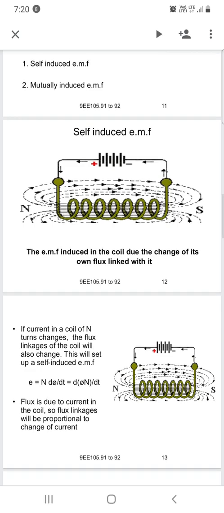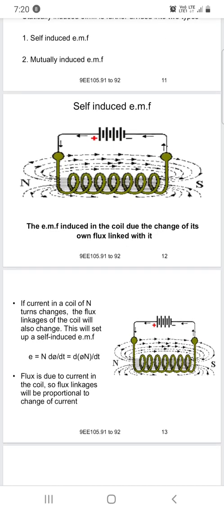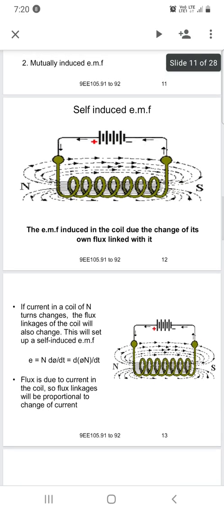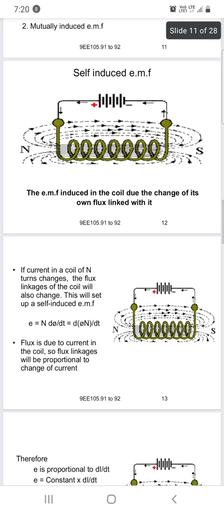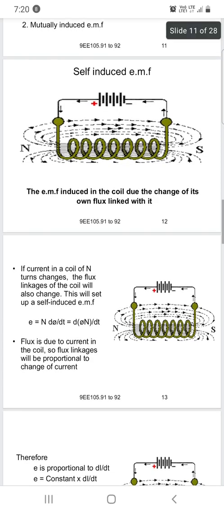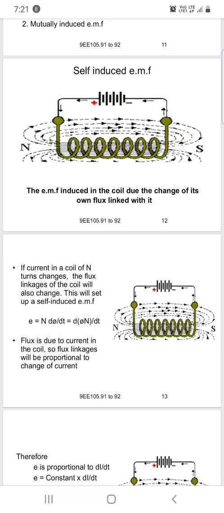You have to observe the direction of the current. If the current in a coil of N turns changes, the flux linkage of this coil also changes. This is called self-induced EMF. That means if a conductor carries current, a magnetic field is produced around the conductor. As the current changes, the flux changes, and the EMF is produced in that conductor.